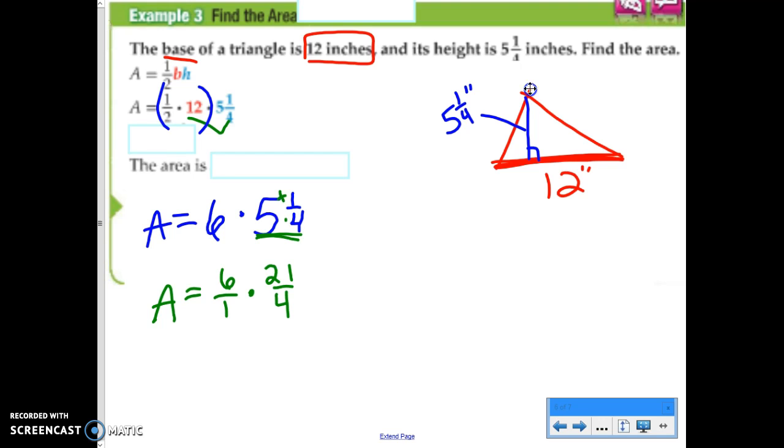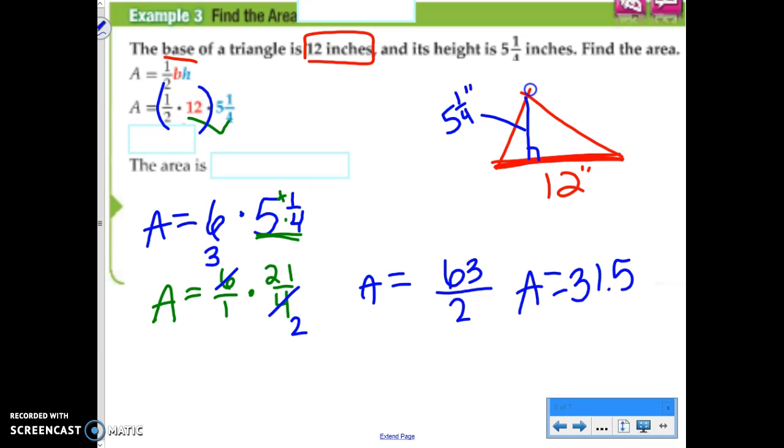And now I can go ahead and just multiply straight across. I can go ahead and reduce if I want to before that. I know both of these are divisible by 2, so this goes in there twice. Goes into 6 3 times. And then my area is going to equal 3 times 21, which is 63 all over 2. And in your calculator, if you take 63 and divide it by 2, you know that the area is going to equal 31.5.